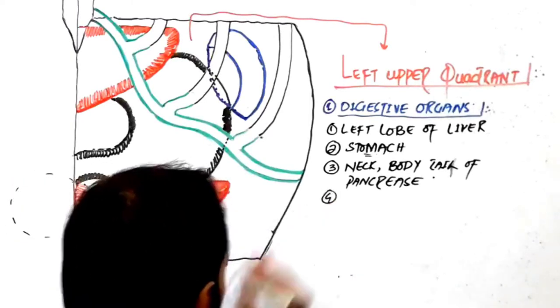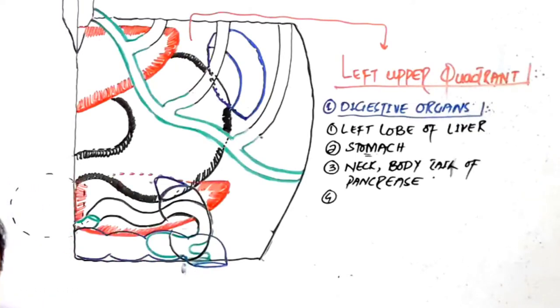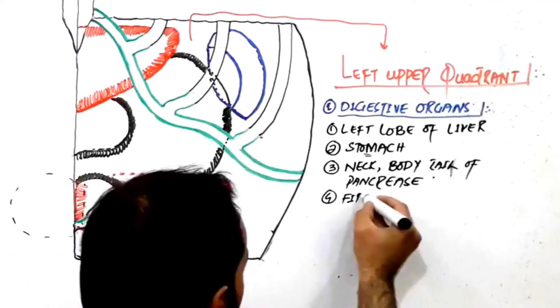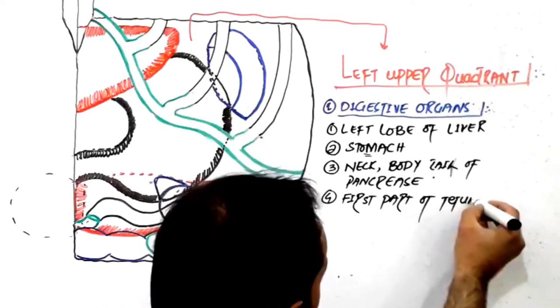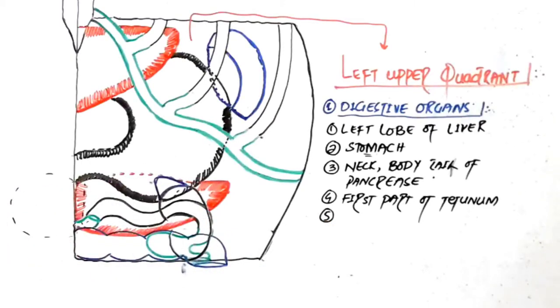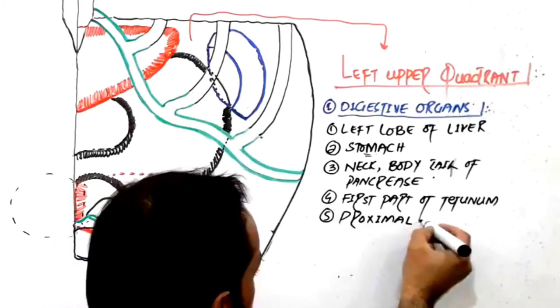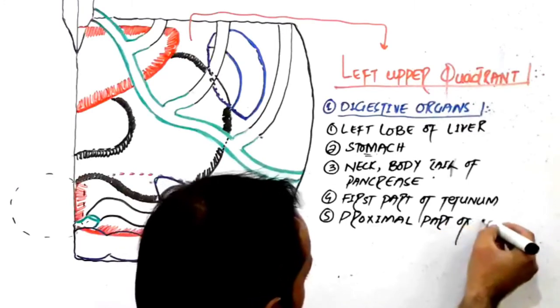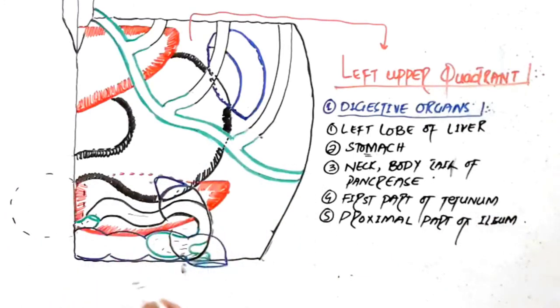The fourth one that we should not forget, look carefully, is the first part of your jejunum, right? We say the first part of the jejunum is there. The fifth organ which is found there is the proximal part of the ileum, right? The proximal part of the ileum is there. Look, the black shows the jejunum and the green shows the ileum, right friends?